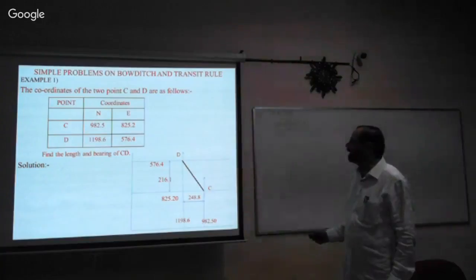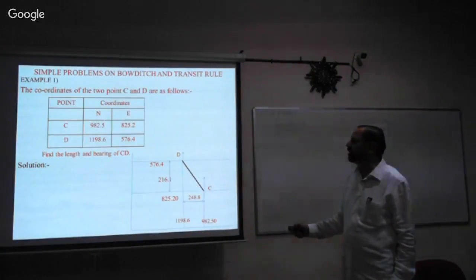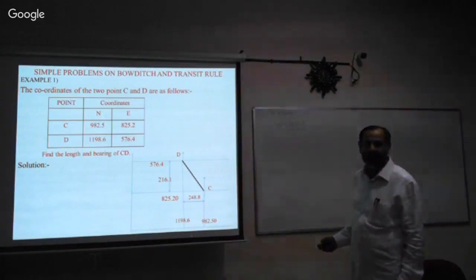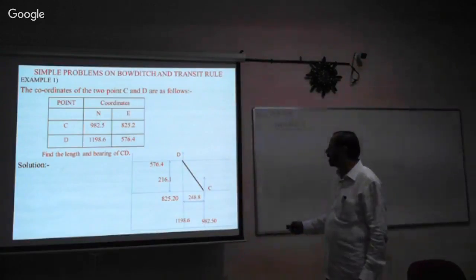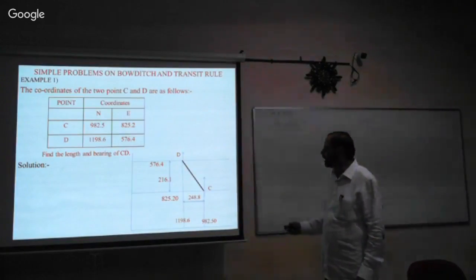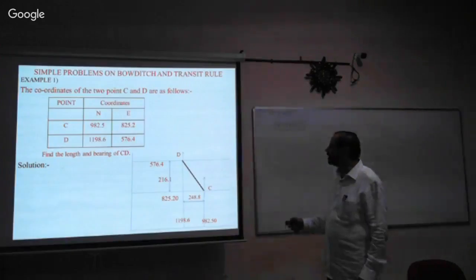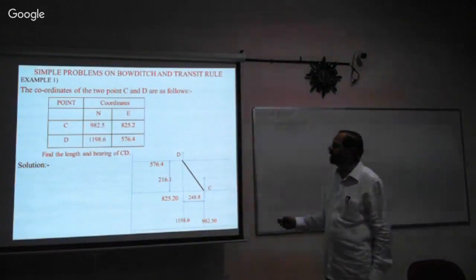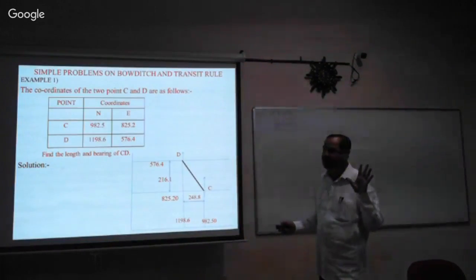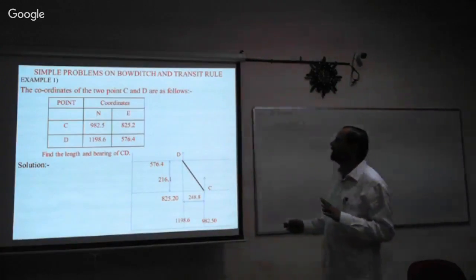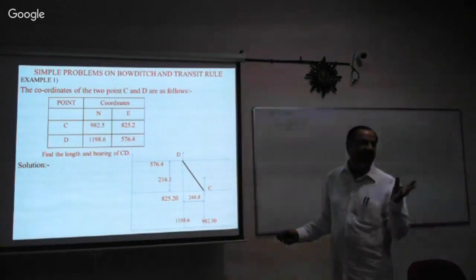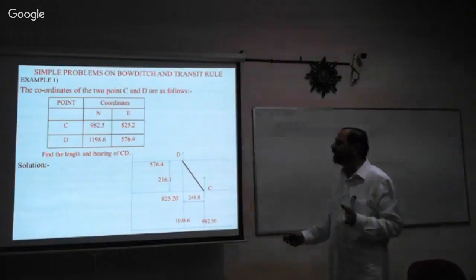Where is the point C? The north coordinate is 982, measured northward from 0 up to here. Now this is the 982 north coordinate, and the north coordinate of point D is measured from here to here. They are given 2 point coordinates. Now we are not discussing the survey line, we will come back to it later. In this problem it is asked to calculate the length and bearing of the survey line.